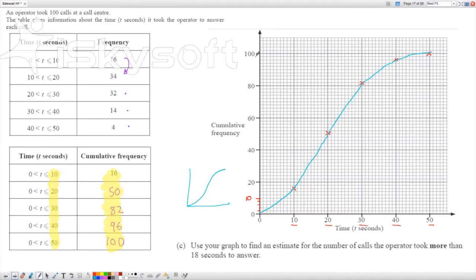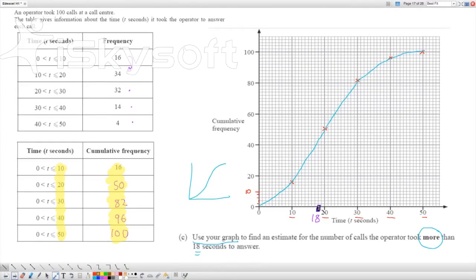We're then going to use our graph. It makes it really clear by using the words in the question: use your graph to find an estimate for the number of calls to your trip, in bold, this must be important, more than 18 seconds. So first off, let's find 18. We've got 20 here, 10 here, 2 down. Remember, we're going up in ones. 18 seconds is here.